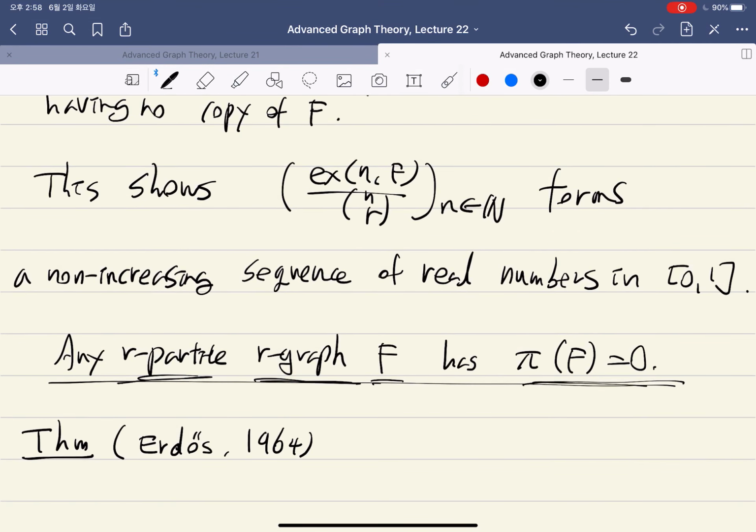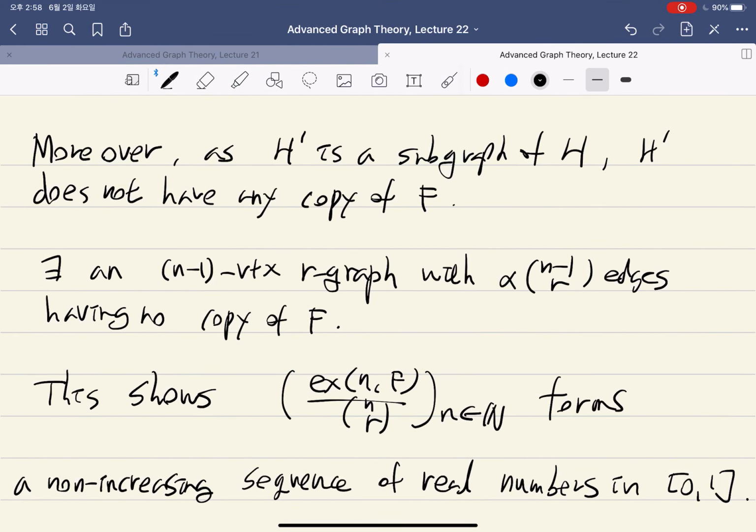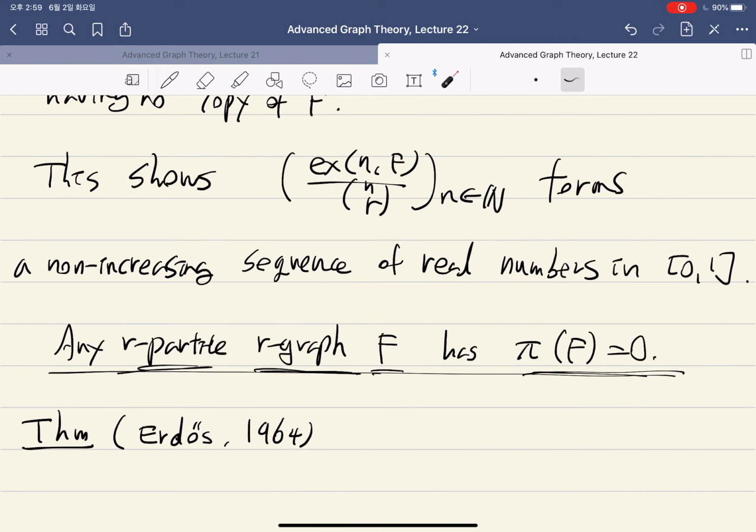Turan density 0 does not necessarily mean that the extremal number is 0, but in the graph case, it means the extremal number is subquadratic, because the total is quadratic, and if this is subquadratic, then the ratio goes to 0. And for the R-uniform case, the extremal number is n to the power of something smaller than R, or little-o of n to the R. So that's what it means.